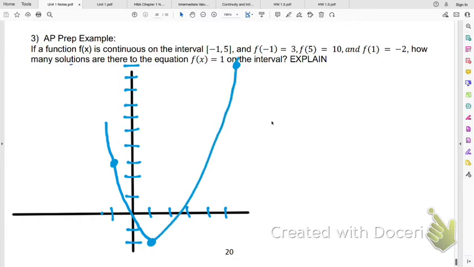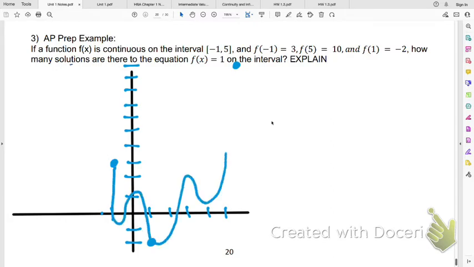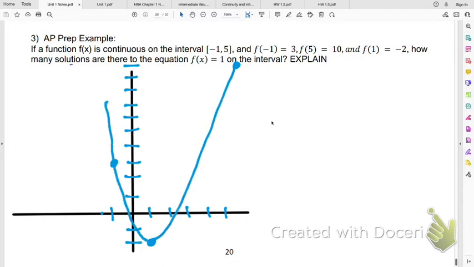And I say at least because of this fact. Is there anything in this information given to me that tells me it doesn't do, like, I don't know, this? Do I know? No. I have no idea. It could do that. But at a bare minimum, it makes a U. Yes? It could do some other wiggles in there. But no need to overcomplicate it. So you're going to see the words "at least" when we write this out, because of the fact that it could go back and forth.